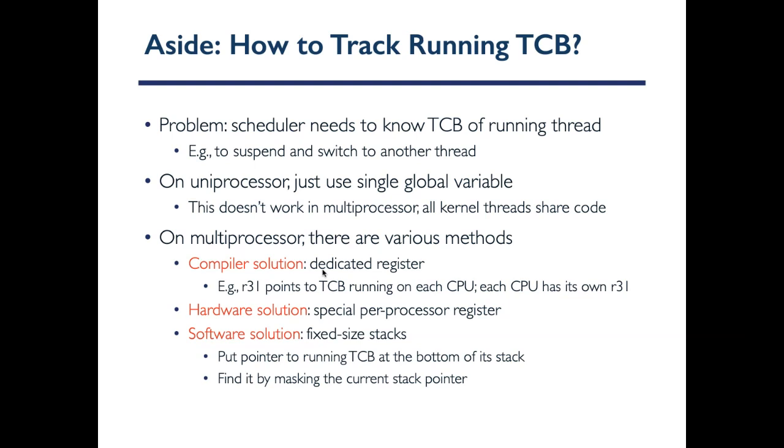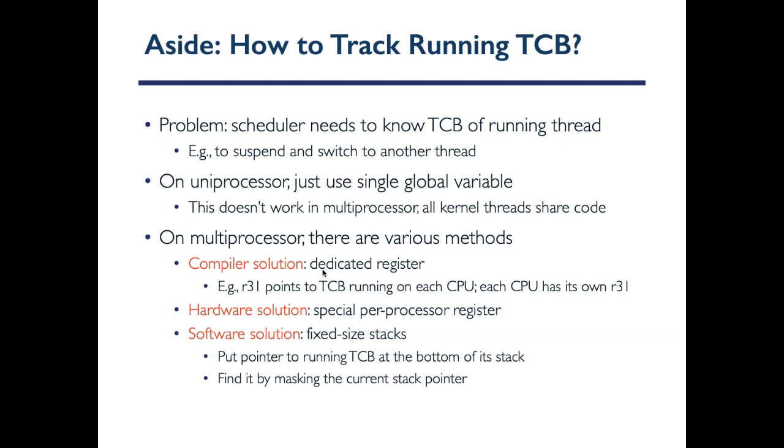Now there are solutions to this. You can use your compiler. The compiler could dedicate a specific register on each processor to point to the TCB that it's running. So we just dedicate this task to the compiler. The other solution is for the hardware to provide a dedicated register for us, which the OS can then use. And the third solution, if you don't want to trust the compiler, or if your hardware is not providing a specific register, then there are other possibilities.